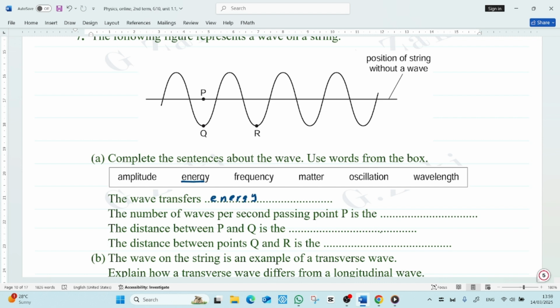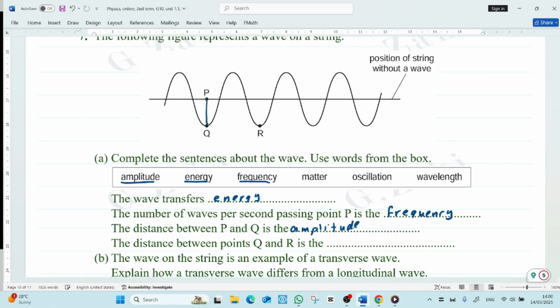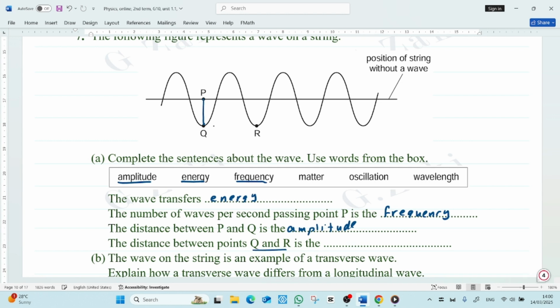The number of waves per second is, of course, the frequency. The distance between the point B and the point Q is the amplitude. So the answer is the amplitude. The distance between Q and R is the wavelength. Wavelength.